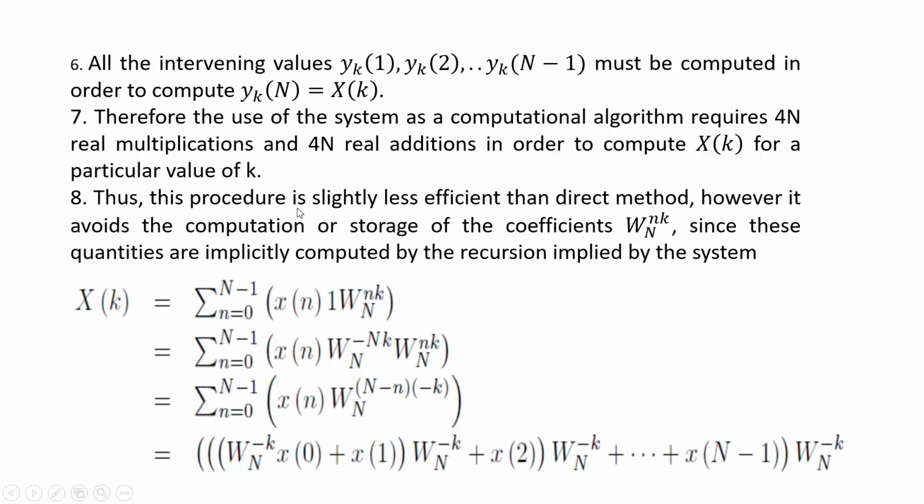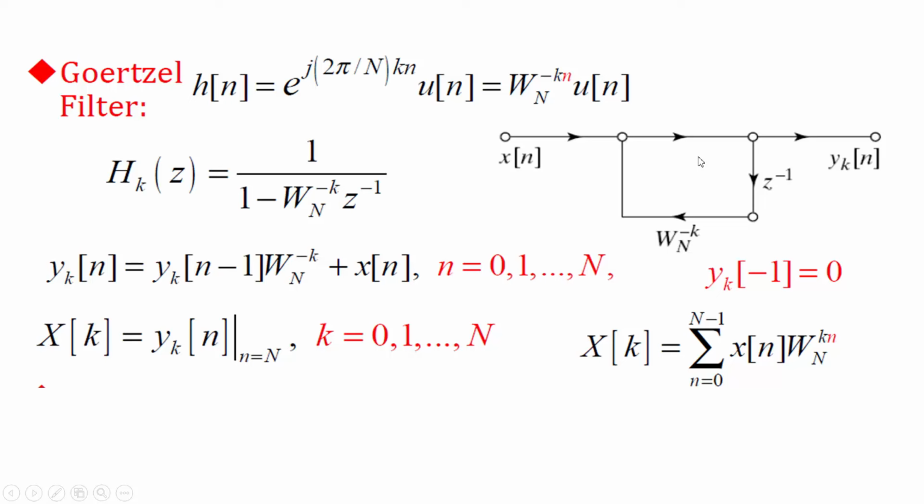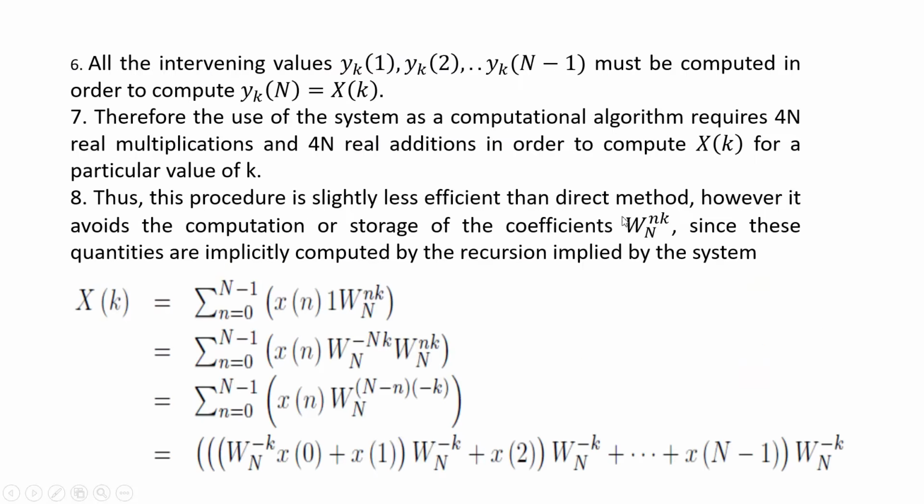However, it avoids the computation or storage of the coefficients W_N to the power nk, since these quantities are implicitly computed by the recursion implied by this. So this algorithm will actually apply the recursion, and these values need not be stored in the storage system. So if we write the DFT equation and put the term 1 here, instead of 1 we can put this term W subscript capital N to the power minus capital N k, because this is 1 only.